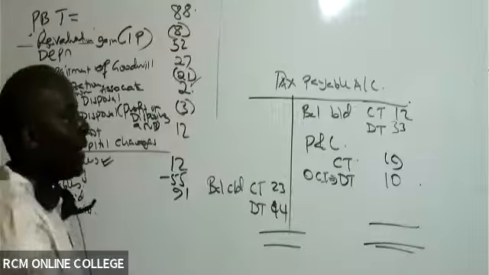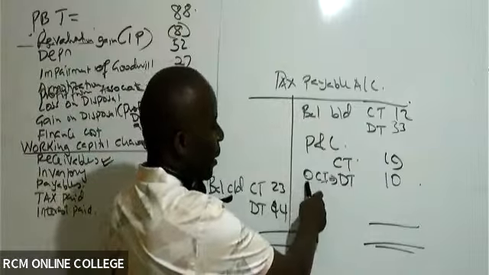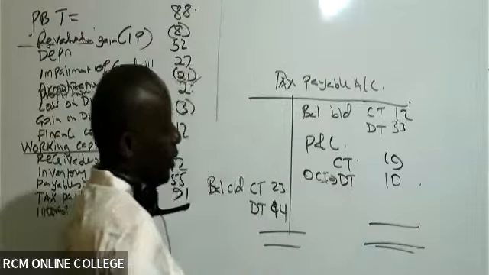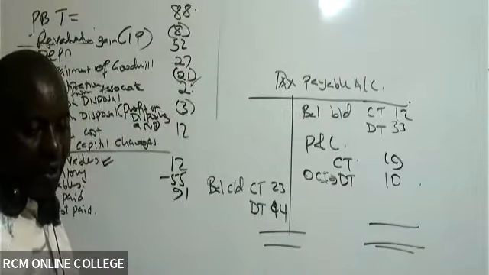So please, CT stands for current tax. OCI is other comprehensive incomes. Any tax you find there will be called a deferred tax.